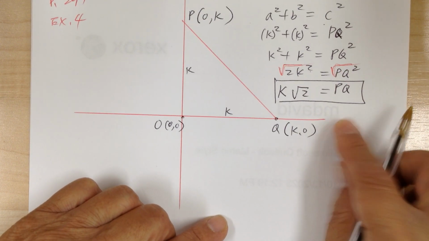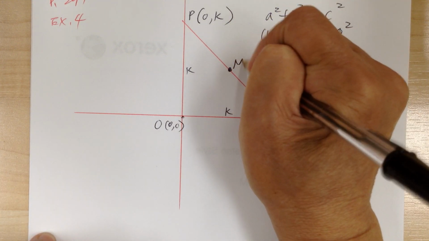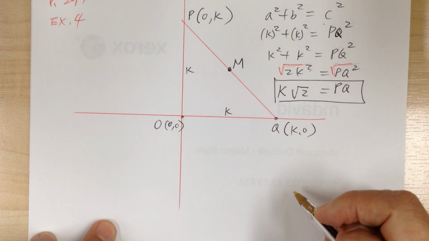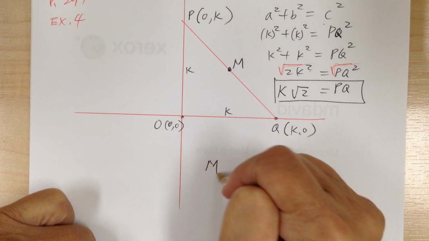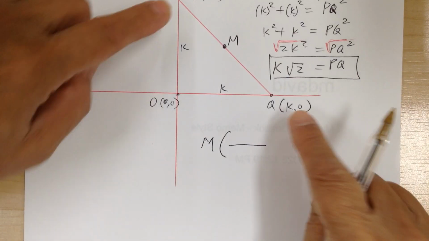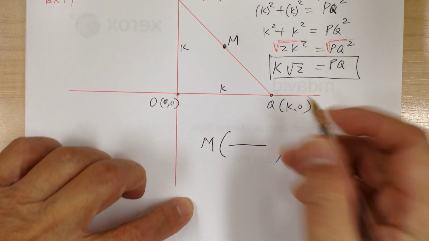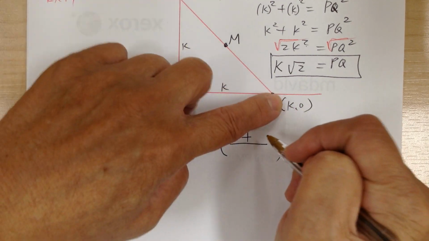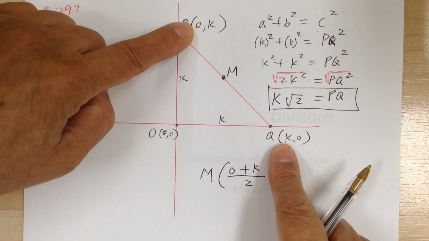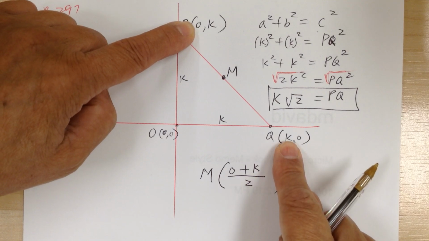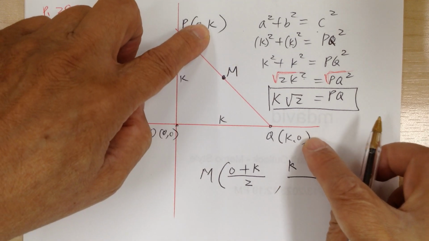Now the next thing is you have to find the midpoint. Midpoint is over here. So you have to know the midpoint formula. Midpoint is the average of the two numbers. So for the x coordinate, you have to average the two. To average, you divide by 2. So you're going to get 0 plus k divided by 2. That's the average for the x. Now for the y, you're going to get k plus 0.